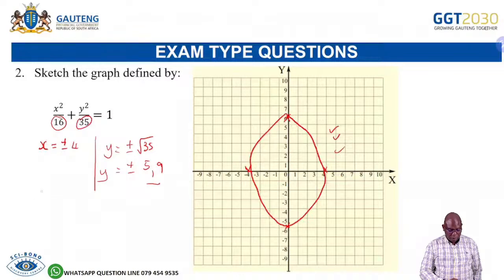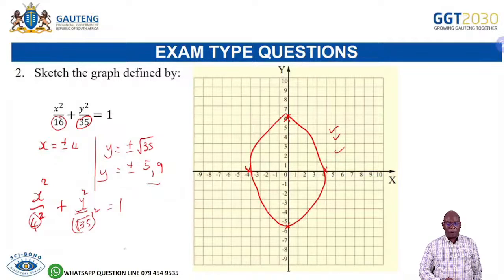Sometimes they trick you a bit and put 4 squared here, and then maybe they put y squared over the square root of 35 squared equals 1. So if they put a square here, take the 4. It's already done for you, actually. If they put the square root of 35, take the square root of 35. It's already done for you. So you can draw that sketch.